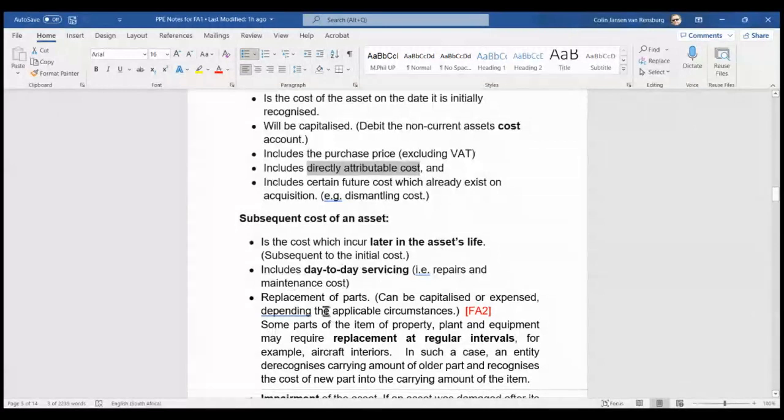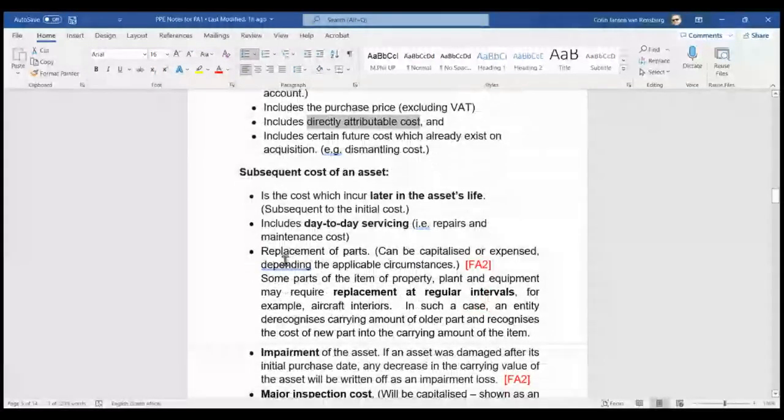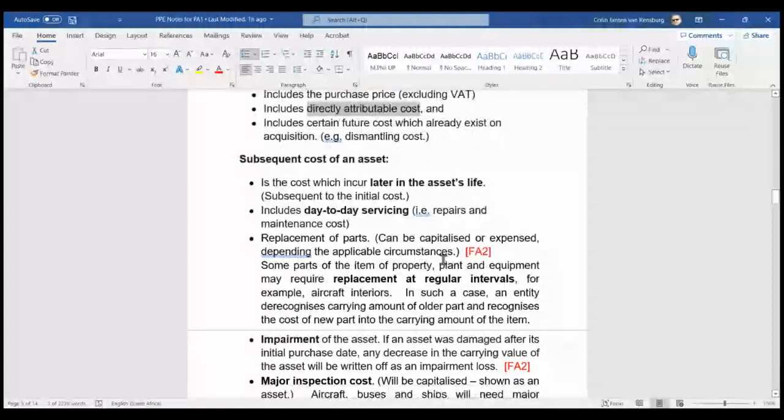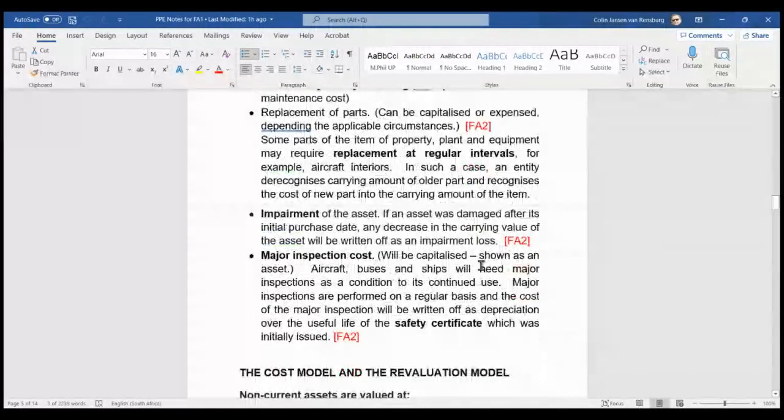Then we talk about subsequent costs, ladies and gentlemen, things like day-to-day services, any kind of cost that occurs after you have actually recorded and recognized the acquisition of the asset. We'll talk about that. It could include something like the replacement of parts. How do we account for that? We're only going to do that in financial accounting two. I'm just throwing out the thoughts. I'm just putting it out there, but we're not going to discuss exactly how we do that in financial accounting one, but next year. Also, certain impairments, which we'll discuss in financial accounting two, as well as financial accounting three. And then we get things like inspections, major inspections, and safety certificates. Again, I'm just leaving the thought out there. We're going to discuss it thoroughly in financial accounting two.